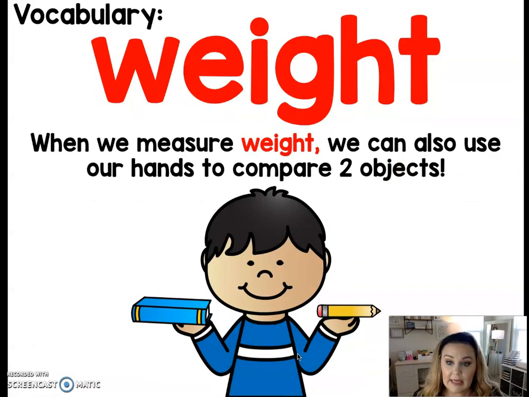When we measure weight, we can also use our hands to compare two objects. I have two objects right here as an example. I have my glasses in one hand and my phone in another hand, and I can feel that the phone is heavier and the glasses are lighter. So I can use my hands to compare the weight. And you can see this boy right here, he's using his hands to compare a book and a pencil.